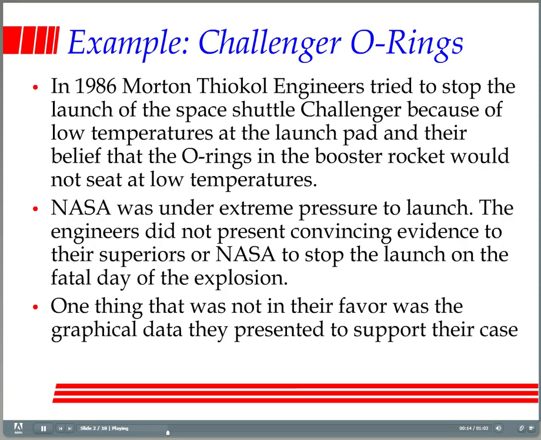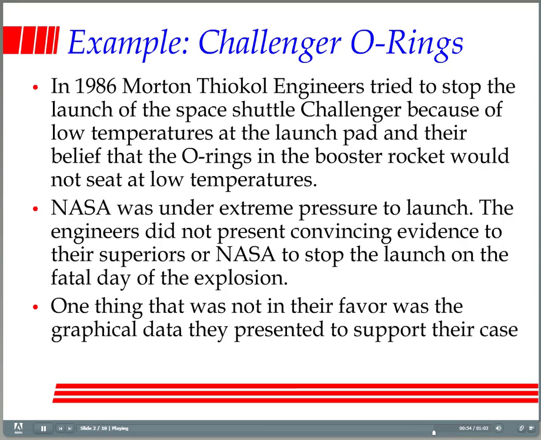the O-ring failures. The Morton Thiokol engineers who had designed the space shuttle knew that the O-rings were compromised because of low temperatures at the launch pad at the time of that launch, and they were arguing that the rocket shouldn't be launched. NASA was under extreme pressure to launch for a lot of political reasons. And so there was a conference call the night before, and in the long run, the engineers lost out, and NASA ended up launching anyway.